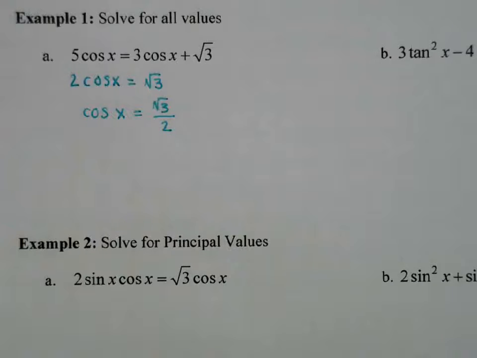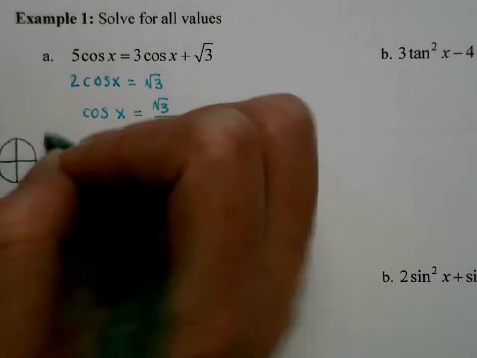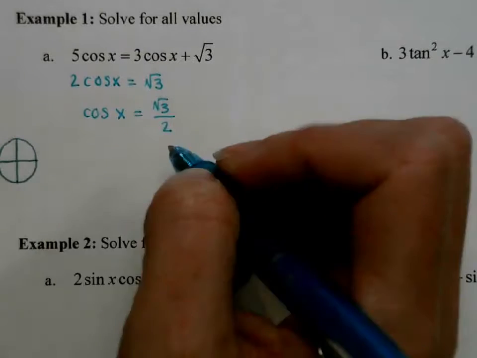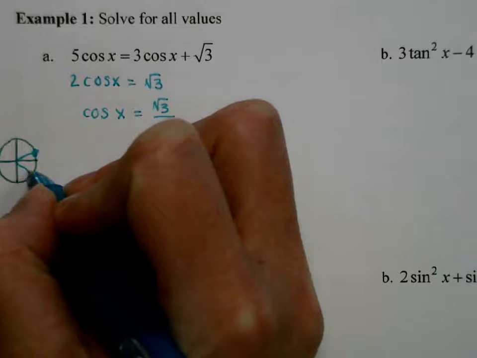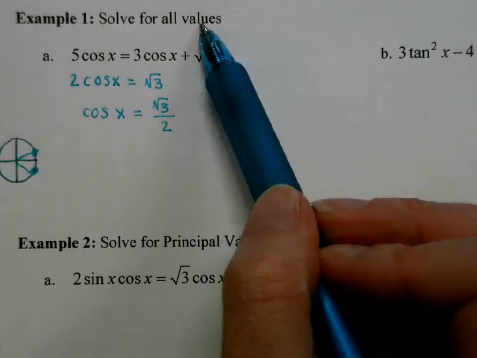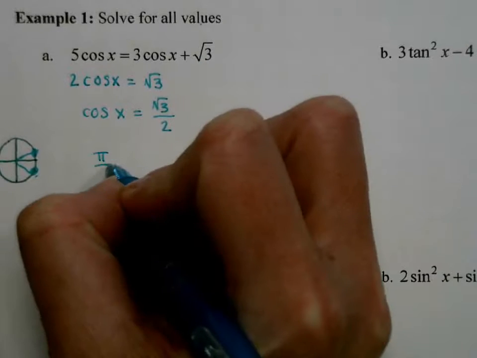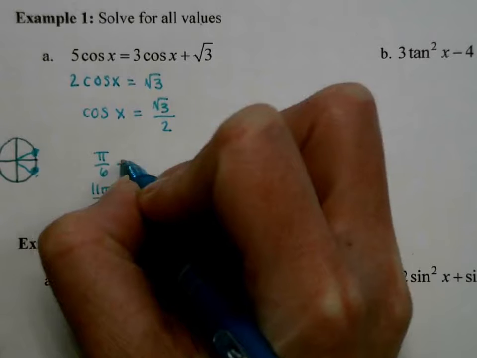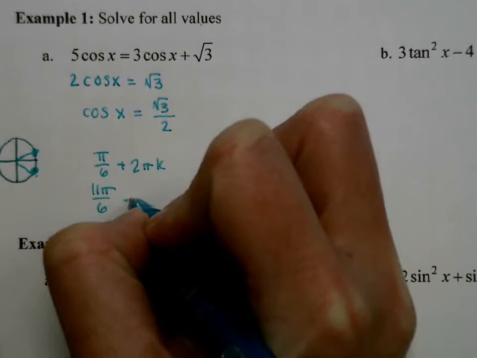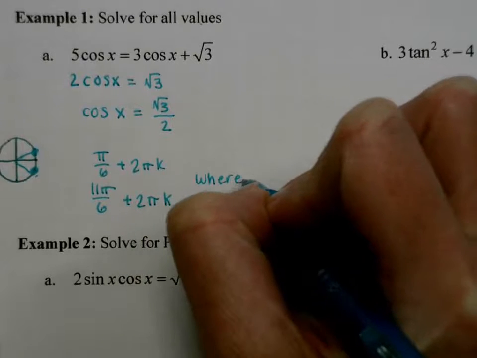Here we're saying, where is our x value equal to root 3 over 2? If you need to draw yourself a little sketch to figure that out, that's where our long x occurs, here and here, for all values. So I'm going to pick my 2 unit circle values, which is pi over 6 and 11 pi over 6, and then I'm going to add 2 pi k, where k is an integer.